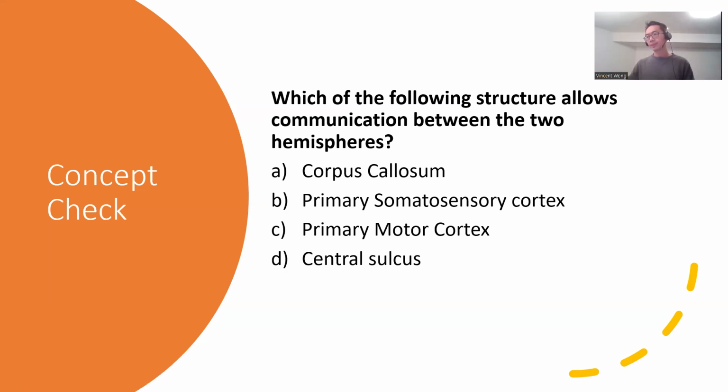Anyone else? Thank you. The correct answer is the corpus callosum. That's the bundle of white matter that allows the two halves of the brain to communicate.